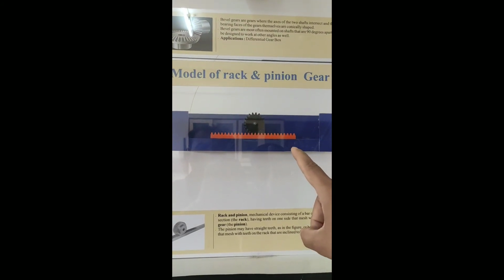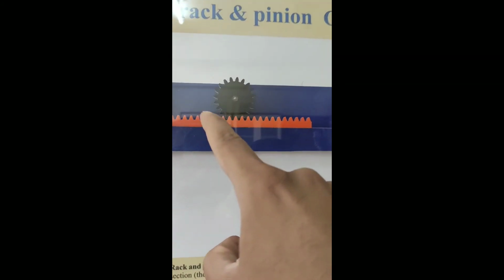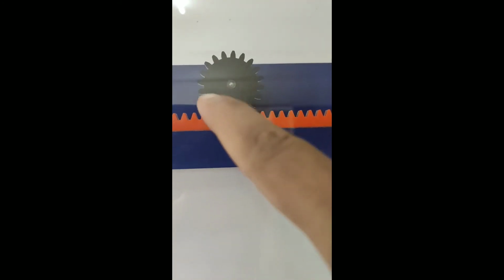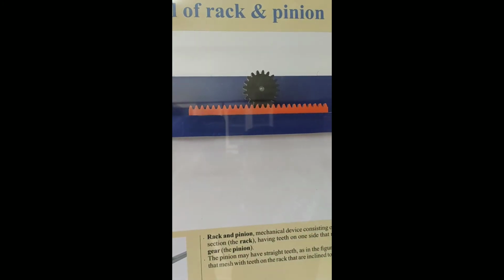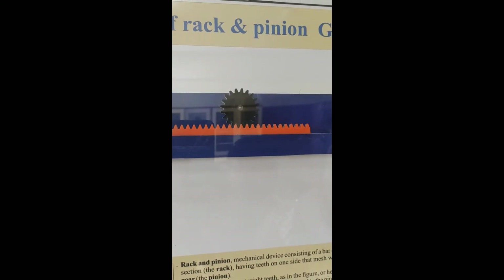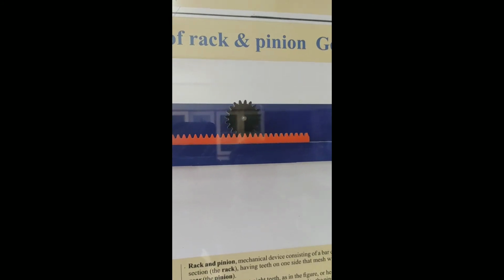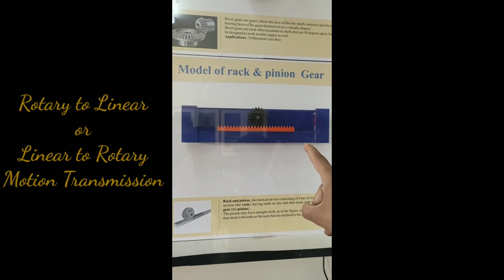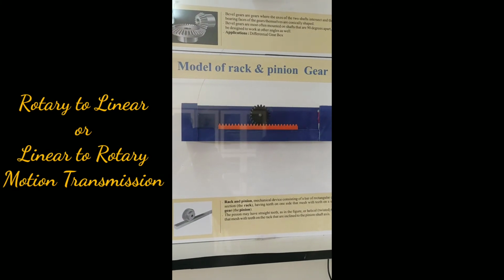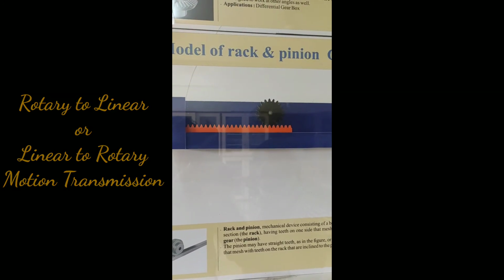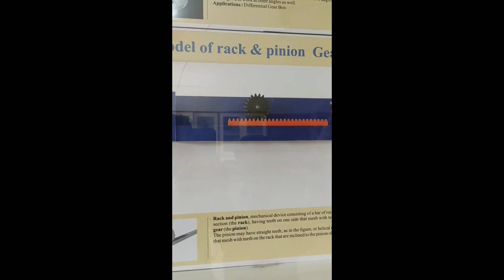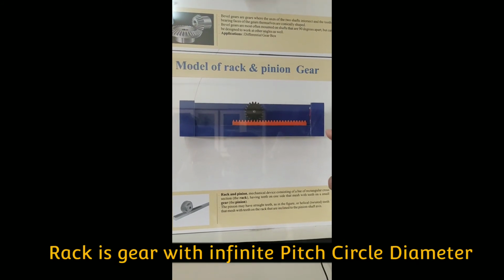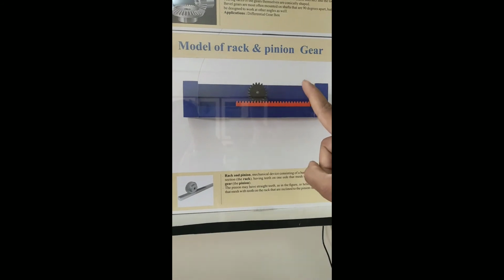So this is called rack and pinion. This circular gear is called the pinion, and this gear is called the rack. The rack is also called a gear with infinite diameter. This type of gear is used when we want to convert rotary motion to linear motion or vice versa. So as you can see, we can convert rotary to linear, and linear to rotary motion transmission is also possible.